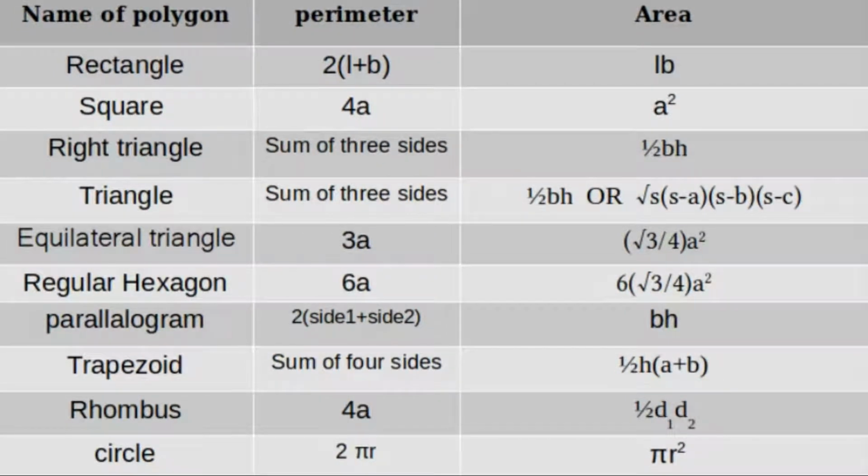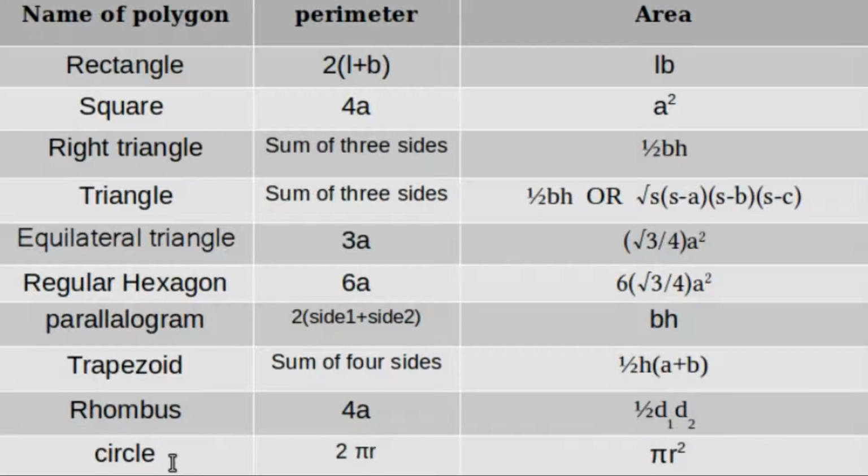Trapezoid. The perimeter will be sum of all the four sides and area half h into a plus b, where a and b are parallel sides and h is the distance between them. And what about rhombus? Rhombus perimeter is 4a, where a is one side. For a rhombus, all the four sides are equal, and if it is taken as a, the perimeter will be 4a, and area will be half d1 d2, where d1 and d2 are the diagonals of the rhombus.